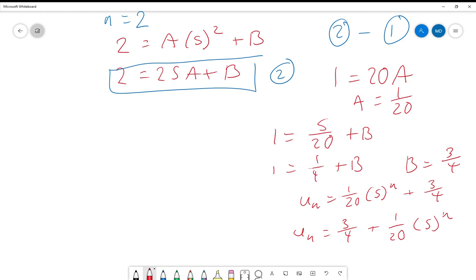Now there are a couple more awkward cases which we'll go through in the next video, and then we'll also look at solving these non-homogeneous ones.